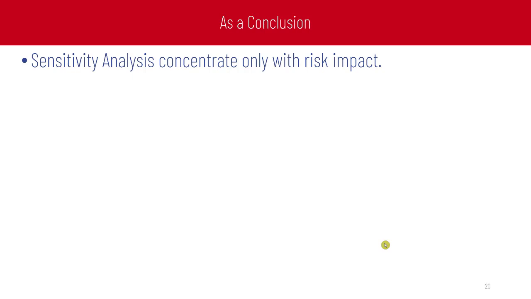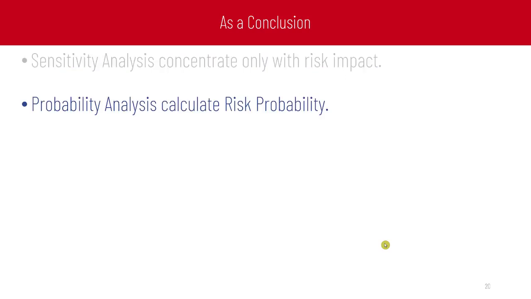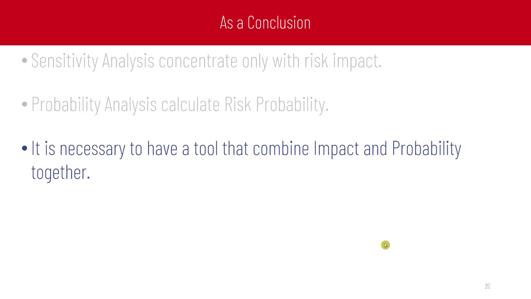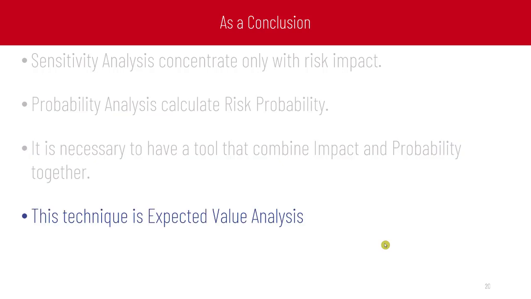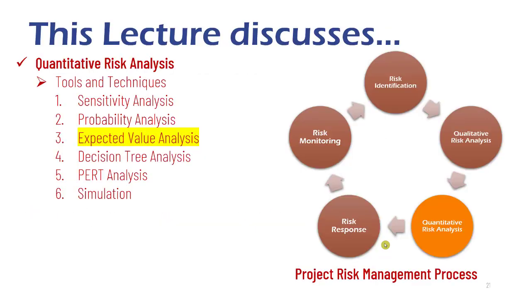As a conclusion of the last two tools and techniques for quantitative risk analysis, sensitivity analysis concentrates only on risk impact, but probability analysis calculates risk probability. So it's necessary to have a tool that combines both the impact and the probability together. This technique is called expected value analysis, which is coming in the next slide.